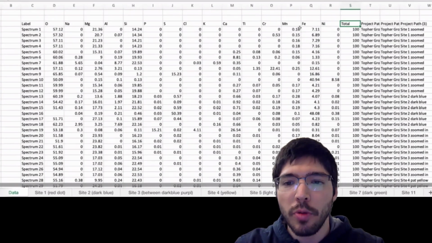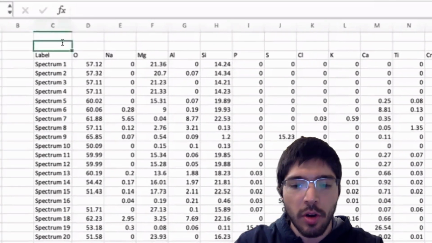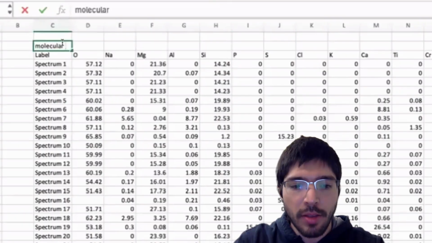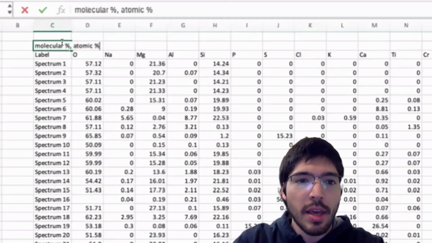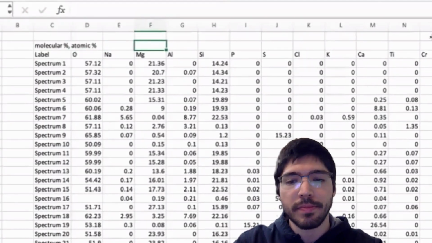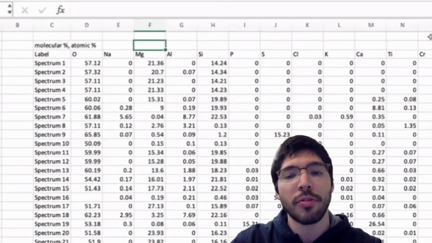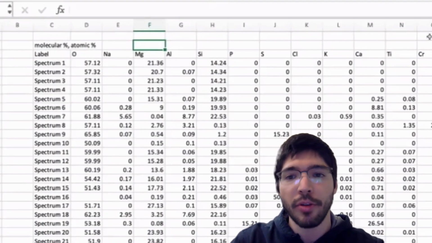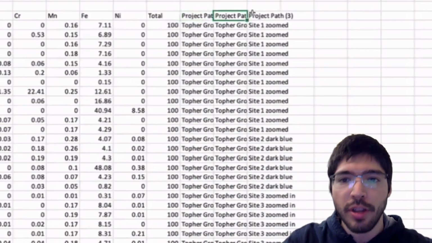And the total just means everything is normalized to 100. I'm measuring these all using what's called molecular percent. Sometimes you hear it in the literature as atomic percent. Basically we're looking at different moles of each of these elements in our sample. And this is important when you're trying to get certain calculations for defining meteorite groups. Then the last part just shows what's called the project pathway.